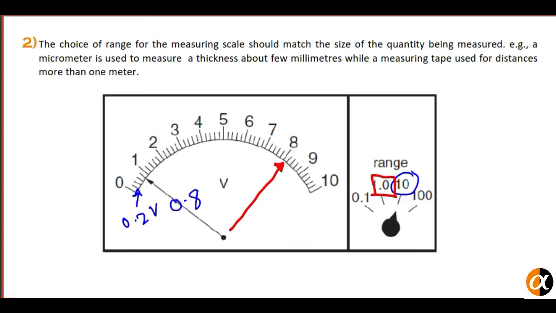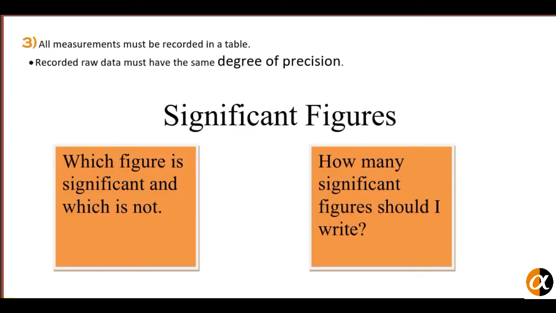First of all, numbers from 1 to 9 are significant, so we do not have any troubles regarding them. But the one that we need to consider is the 0, because whether the 0 is significant or not depends on its position in the figure you are writing. The third is how many figures to write down. Now you need to agree about the degree of precision and about how many significant figures you are going to write. We will start by talking about the significant figures: which figure is significant and which one is not, and how many should I use?